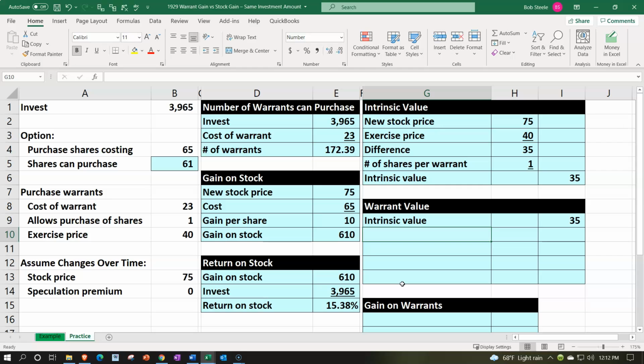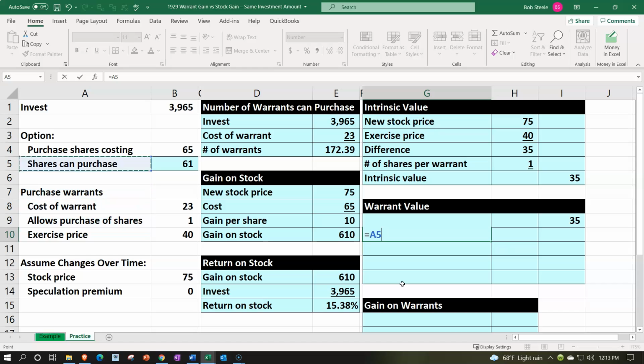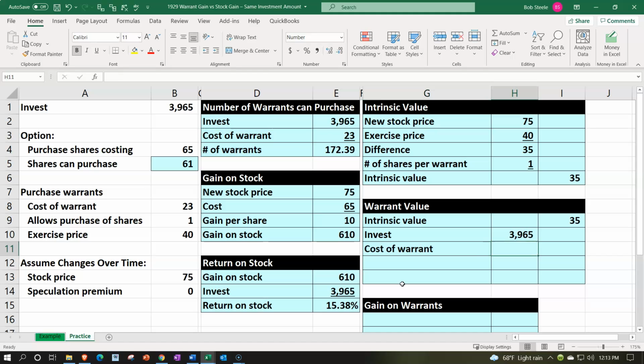And then we're going to calculate the number of warrants that we have, which we already calculated up top, but I'll do it again here. It's going to be the investment of the 3965 and the cost per warrant, which we calculated up top. Same calculation we have there of 23. Let's underline that, font group and underline. That's going to give us the number of warrants, which once again is the 3965 divided by the 23. I'm going to add a couple decimals there, number group, couple decimals, just to make it a little bit more clear.